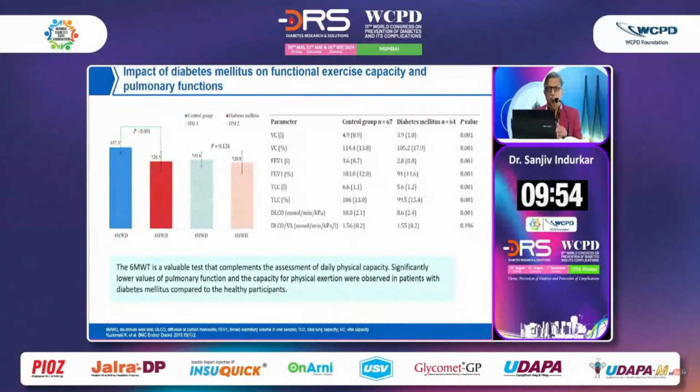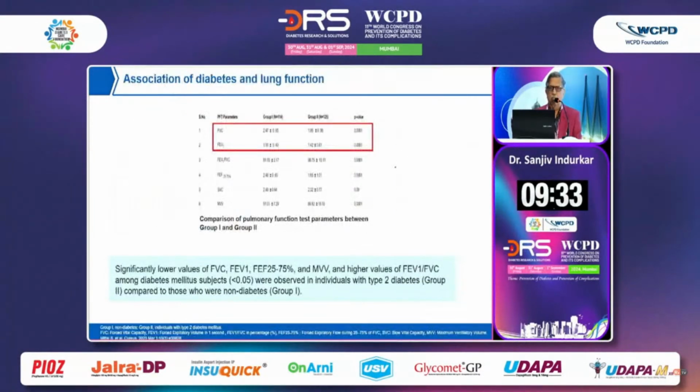The 6-minute walk test became a very important test in the COVID era, when a patient was to be sent home, we were assessing them on these parameters. And it has been shown that in diabetics these tests, while assessing respiratory function, are compromised, and we have to respect them at a proper juncture.